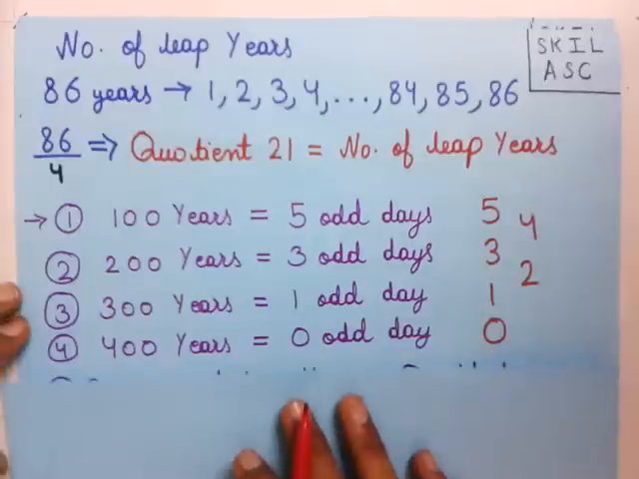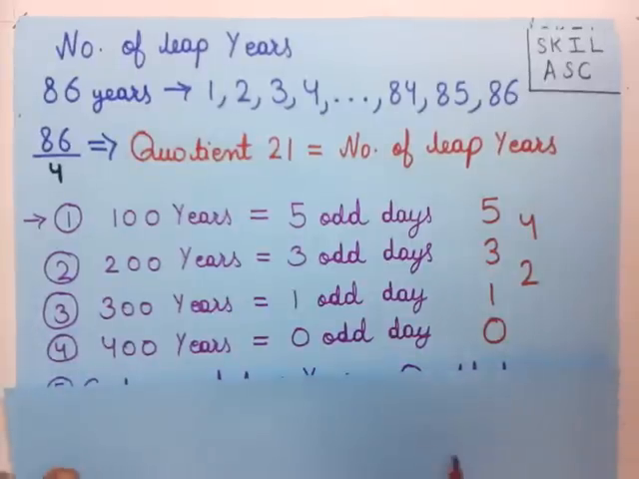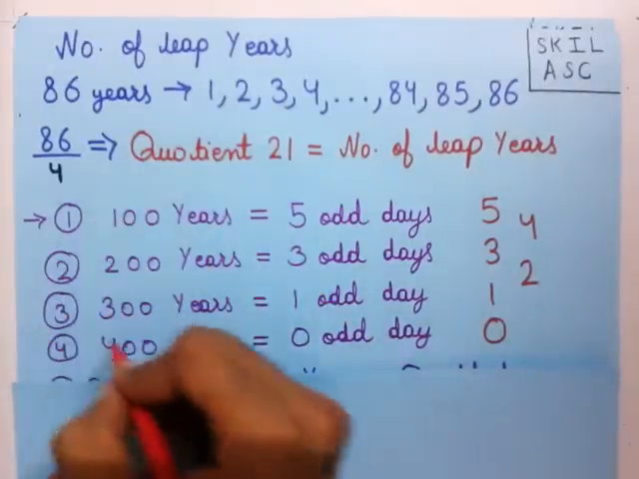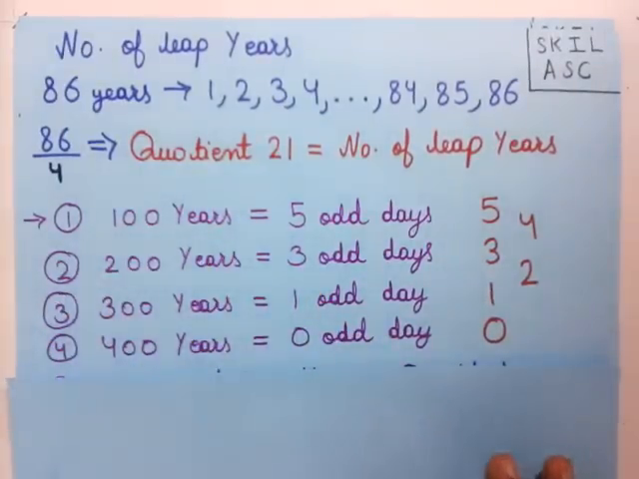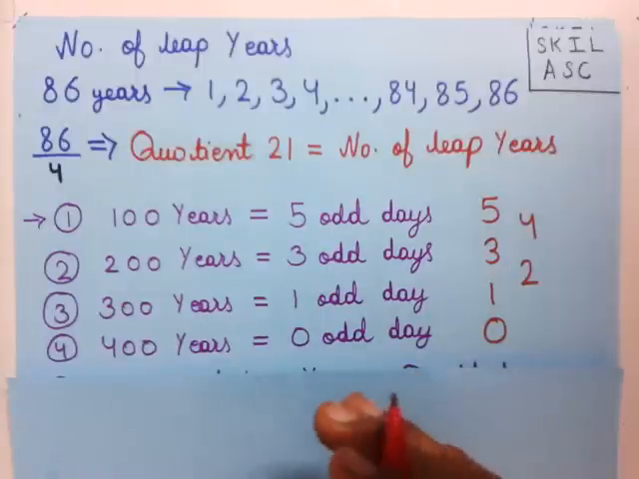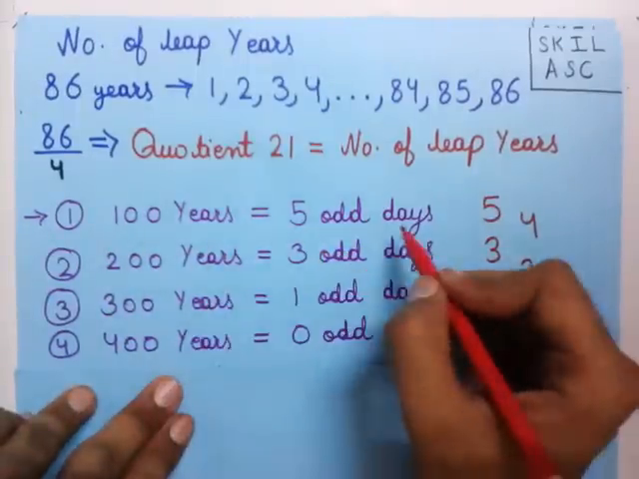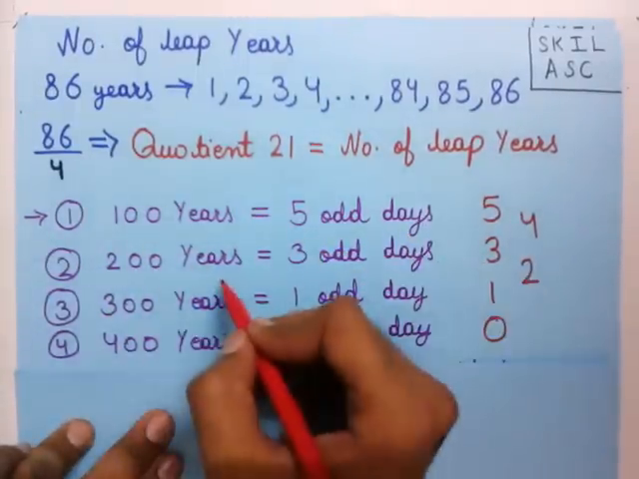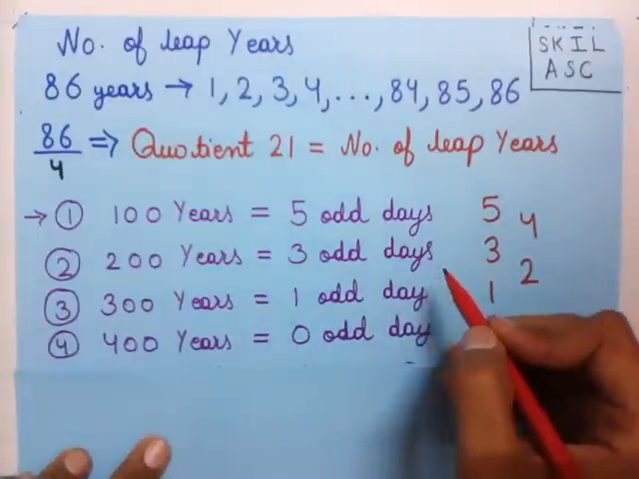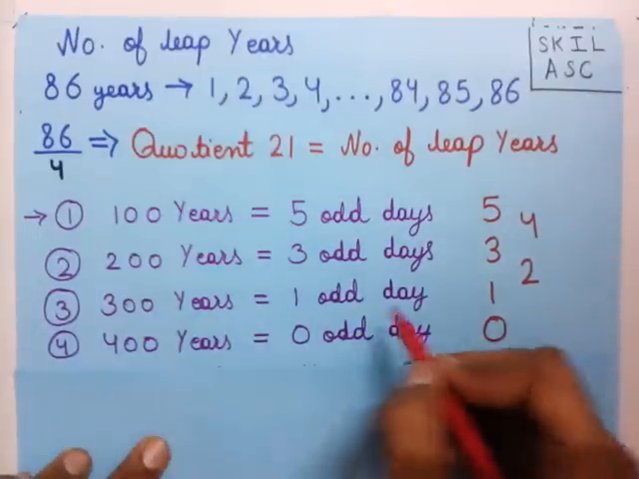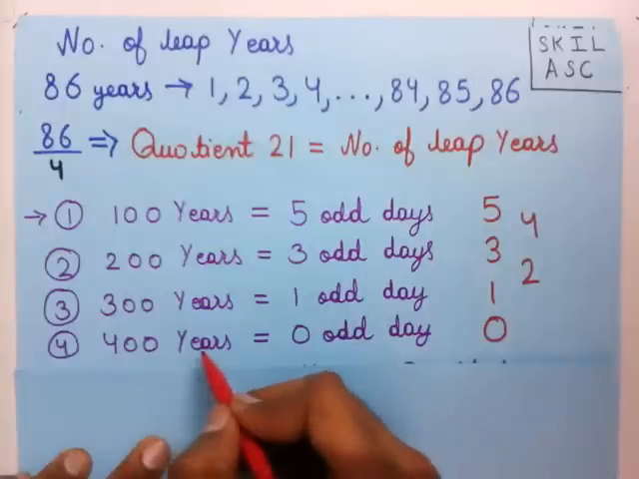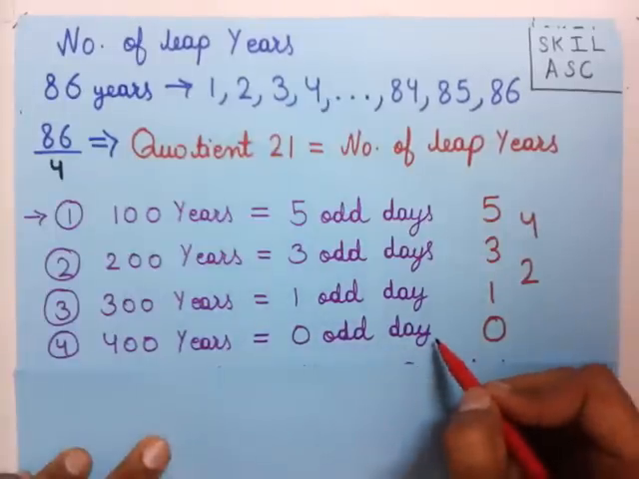Now we have a table which is very important, and you must remember this table. 100 years have 5 odd days, 200 years have 3 odd days, 300 years have 1 odd day, and 400 years have 0 odd days.